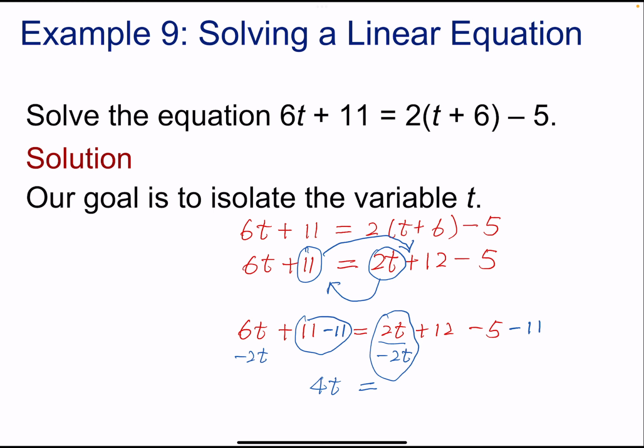And on this side, I have 12 minus 5, that's 7, 7 minus 11, that's minus 4, and then obviously t equals negative 4 divided by 4 equals negative 1. So that would be the solution. Okay?